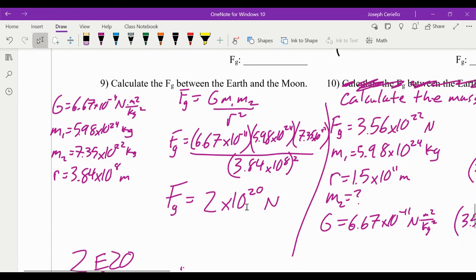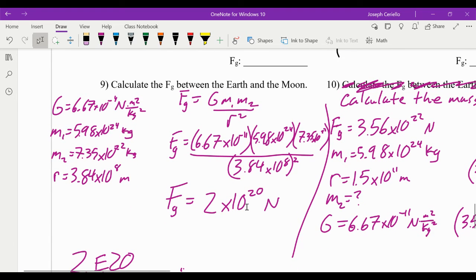Old Regents question here. Calculate the force of gravity between the Earth and the Moon. So let's see, big G, write it down. Okay, that looks like a 4, but it's an 11. Okay, 11. Write it down with units. Mass 1, mass of the first object, the Earth. Look it up on your reference table.